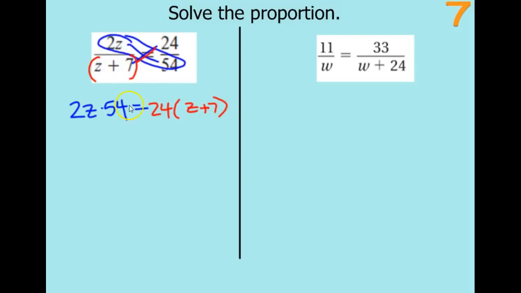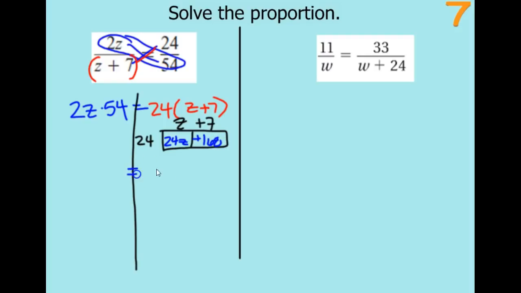Now if we have parentheses, we know we can draw a box and distribute. 24 is our teacher. Then we have z plus 7. Well, 24 times z is just 24z. But 24 times 7, I don't know that. So I'm going to plug that in my calculator. And I get 168. Seems to be a common number we're getting.